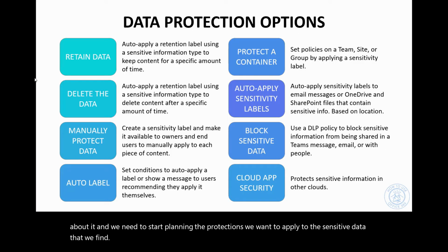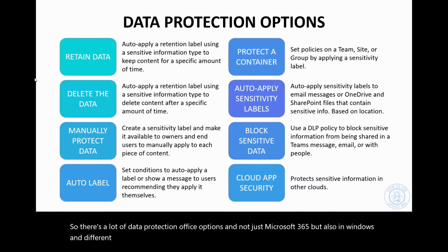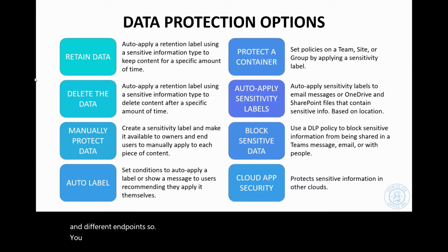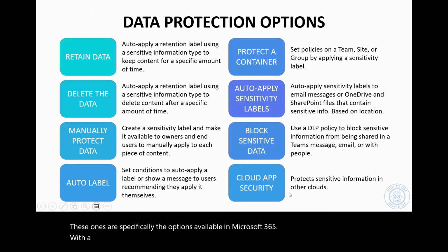So there's a lot of data protection options, and not just Microsoft 365, but also in Windows and different endpoints. They're sometimes hard to tell apart. These ones are specifically the options available in Microsoft 365, with a little cloud app security thrown in, just because you can use the sensitivity labels there as well.